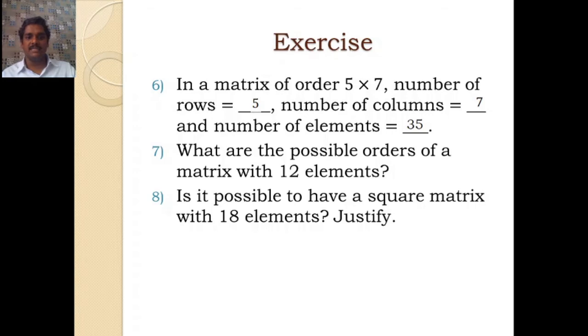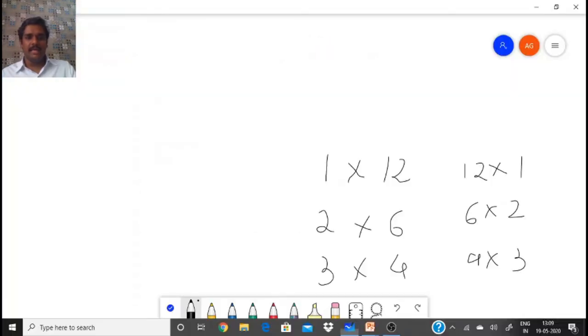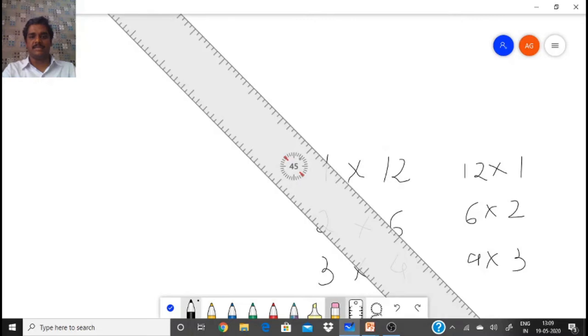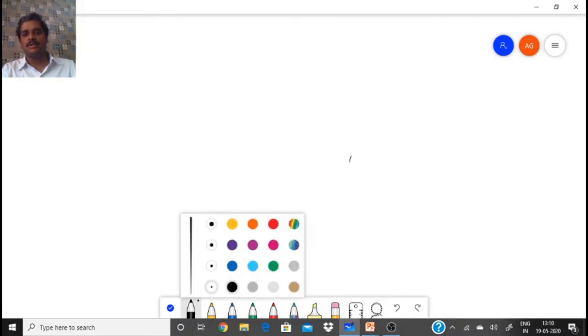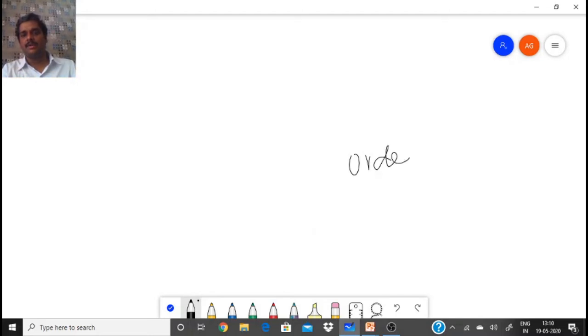Exercise number 8. Is it possible to have a square matrix with 18 elements? Justify. So the answer is no. And let's talk about the justification part. We know that for a square matrix, order is n by n. If order equals n by n, the number of elements in a square matrix will equal n square.